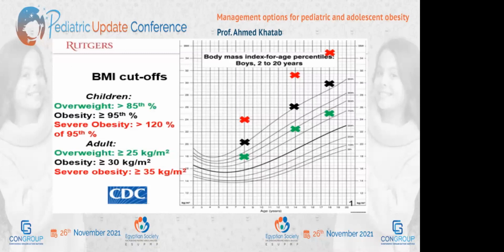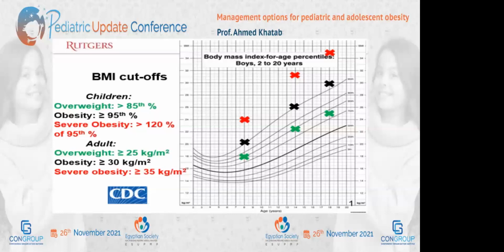In children, a body mass index greater than the 85th percentile is consistent with being overweight, whereas a body mass index greater than or equal to the 95th percentile is consistent with obesity, and severe obesity is when the body mass index is more than 120% of that of the 95th percentile.